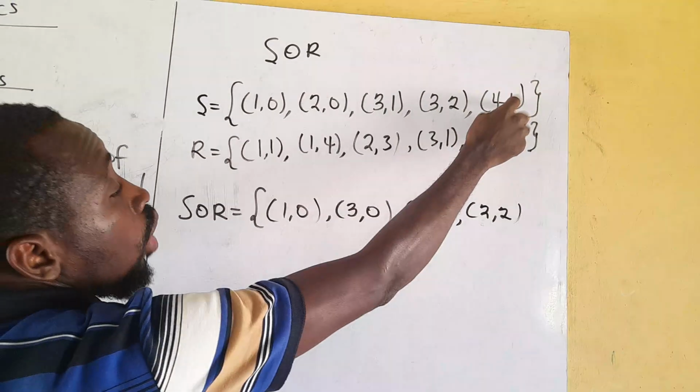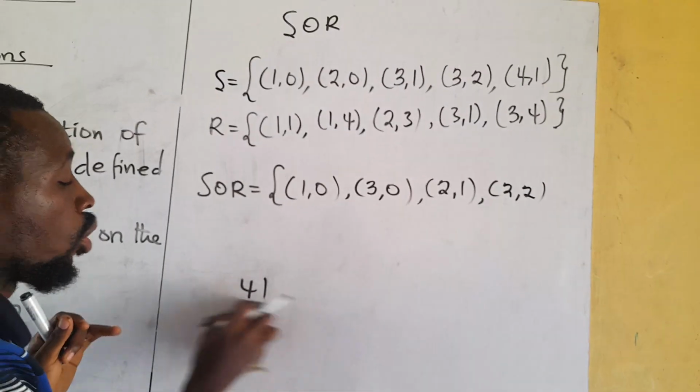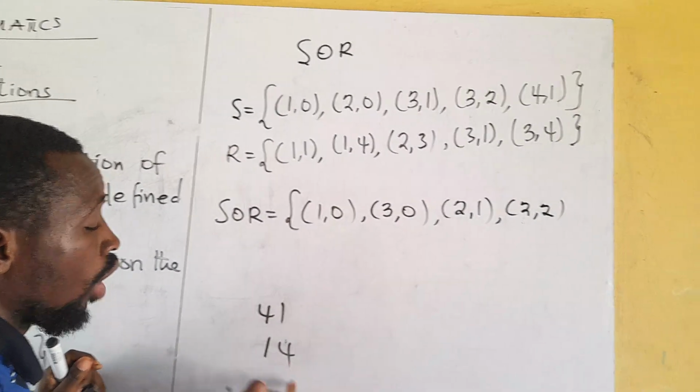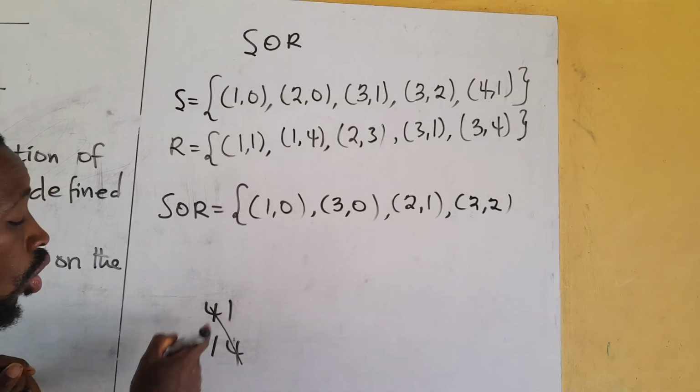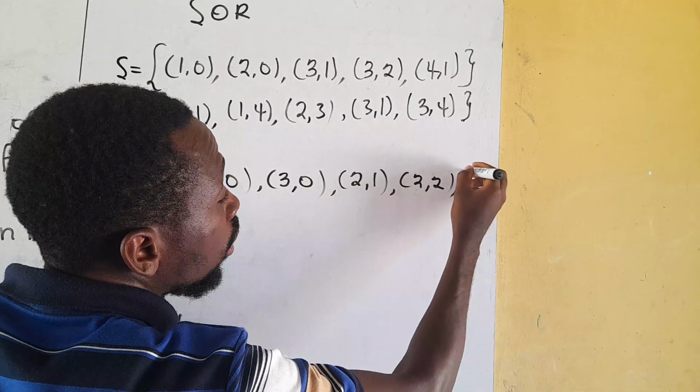Then we take the last one, 4 1. 4 1 against 1 1. We can have such corresponding. 4 1 against 1 4. You see that the 4 relates to this 4, or corresponds with it. Then we can have the other pair 1 1.